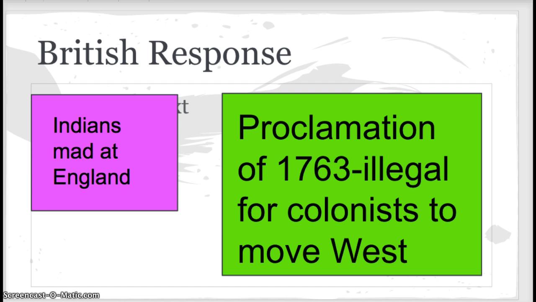The British response to how mad the Indians are, along with their soldiers moving in, is the Proclamation of 1763. They make a legal government document that says it is illegal for colonists to move west of that line because they do not want to upset the Indians any more than they have to. And they're going to start coming up with ways to sell that land.